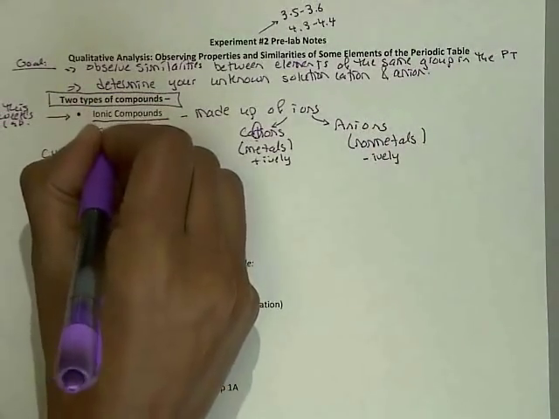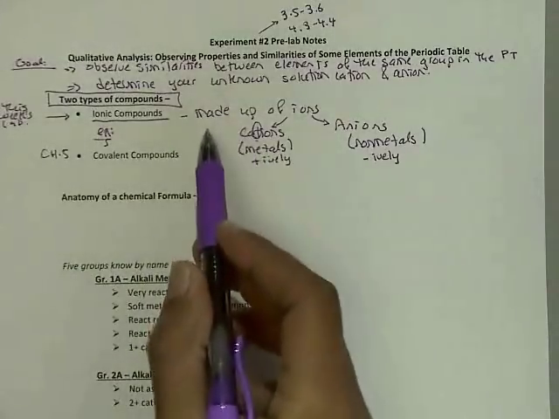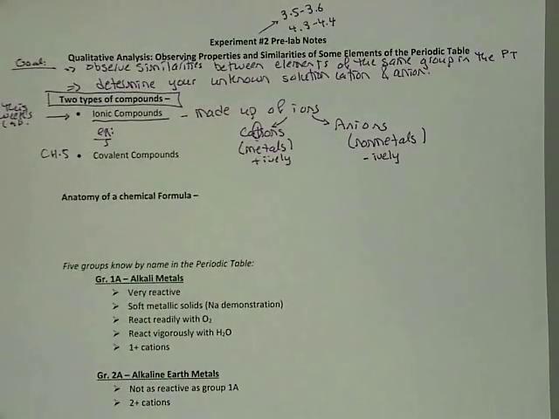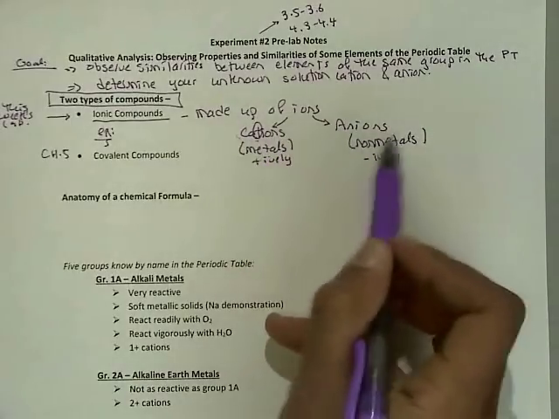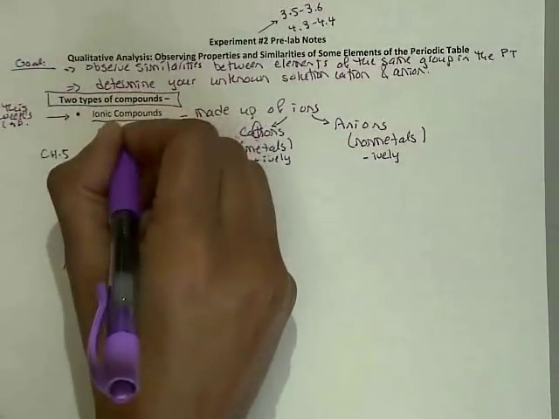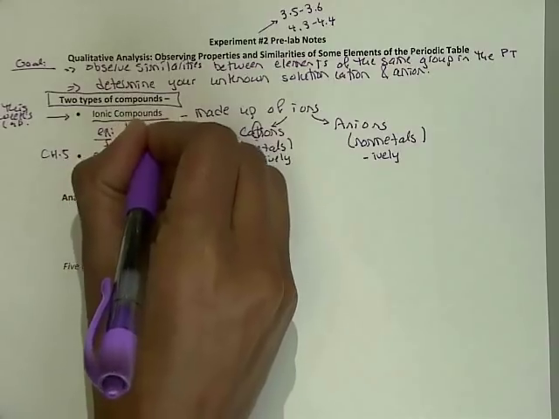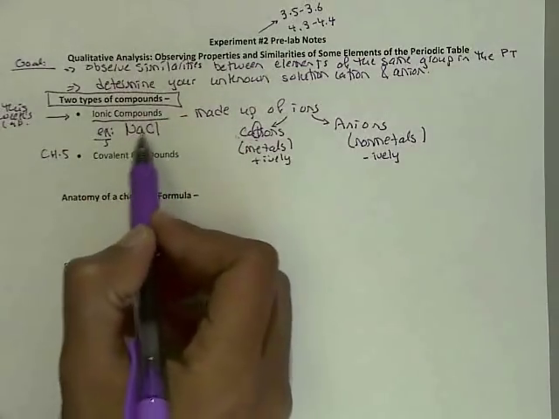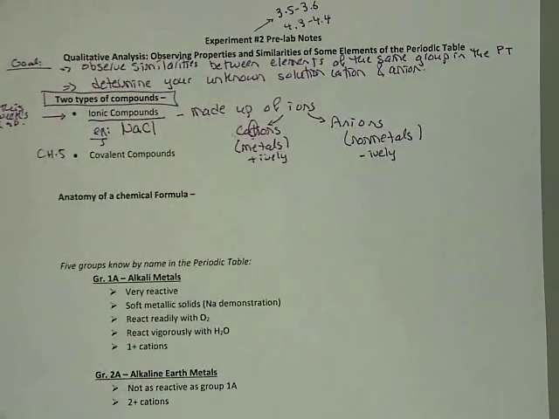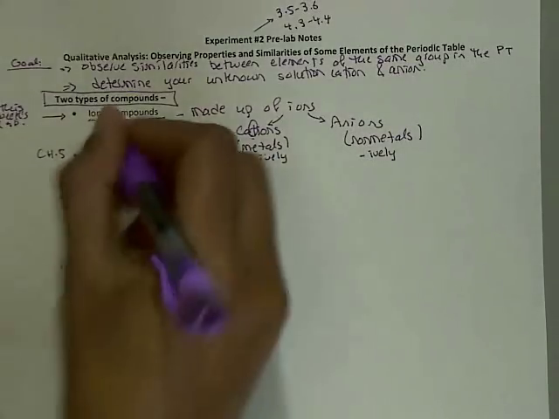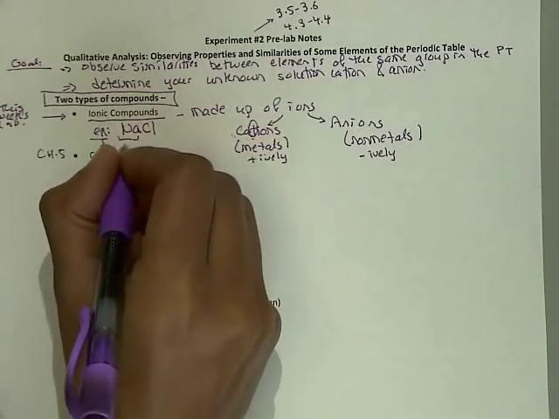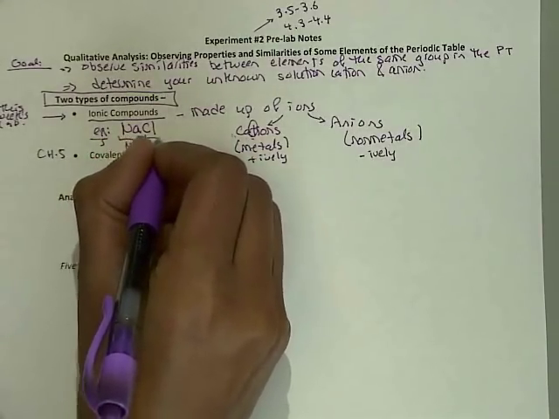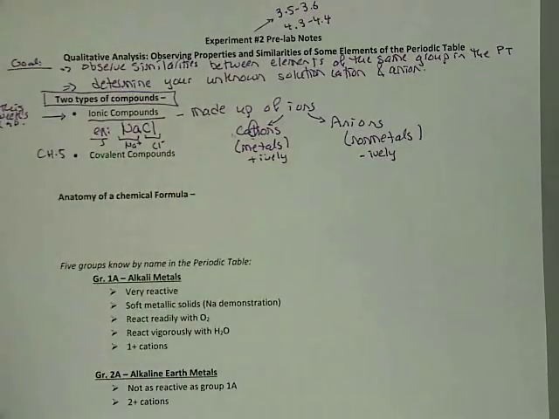An example of an ionic compound: again, an ionic compound is made up of ions, and you have to have one component that's a cation, another component that's an anion. An example of this is sodium chloride. It has an ionic bond between the sodium and the chlorine, and we'll go over this in detail in Chapter 4 and Chapter 5. Why is sodium chloride an ionic compound? Because it's made up of a sodium ion and a chlorine ion.